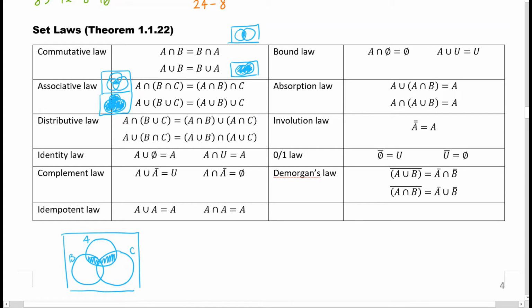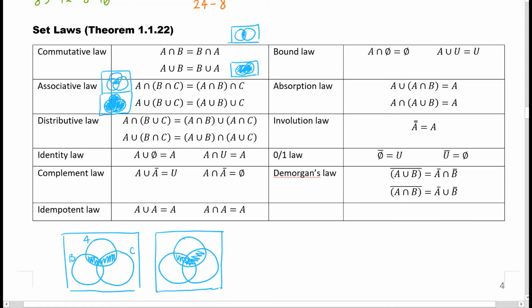On the right hand side, we want to figure out A intersect B and A intersect C. So let's draw the picture again here. A, B, C. A intersect B is right here. A intersect C is right here. When we take the union of them, you can see those two regions are actually the same. So now we can verify they're equal.